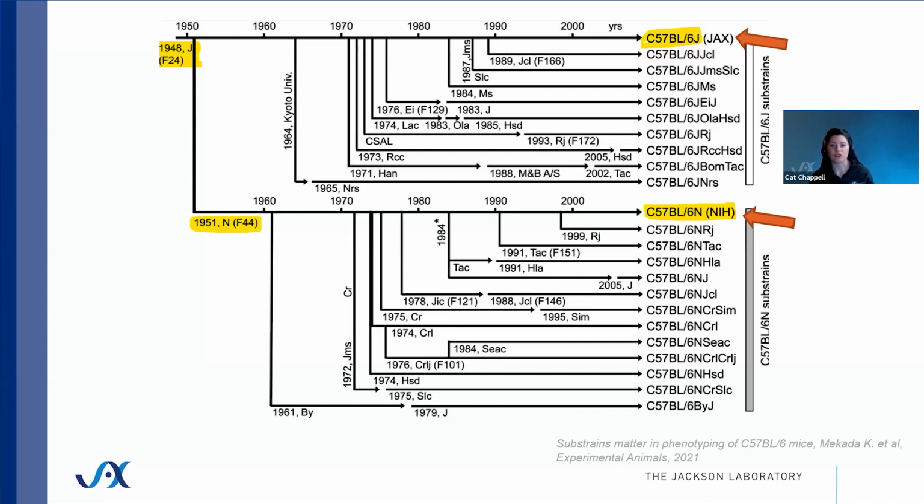So if you look at the strain tree that we have on this slide, what you'll note is that B6J and B6N kind of form their own branches of substrains. And it's important to realize that these two substrains do carry mutations and other phenotypes that differ from one another. So it does matter as far as control choice goes.